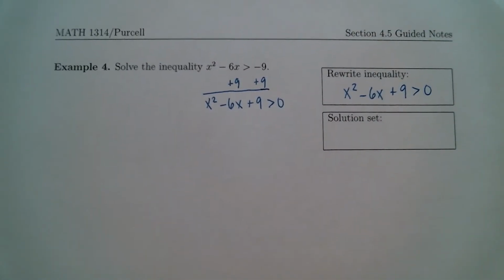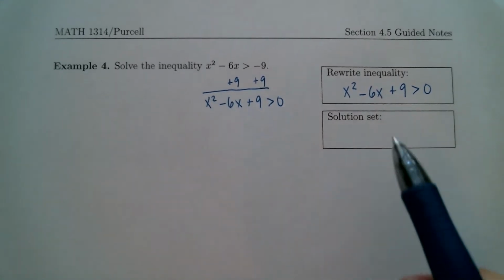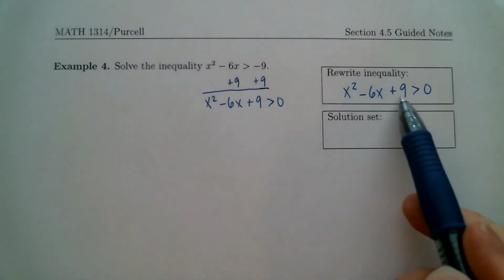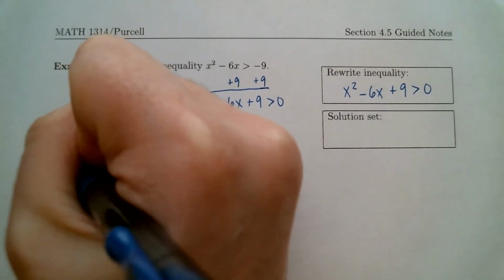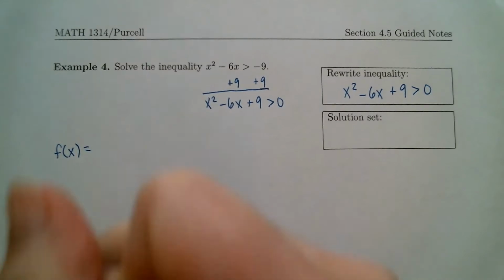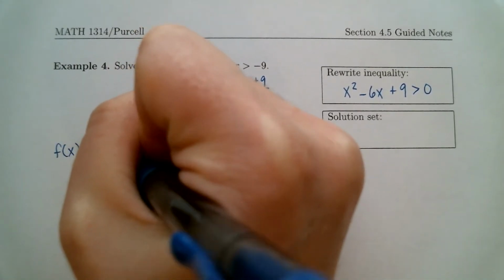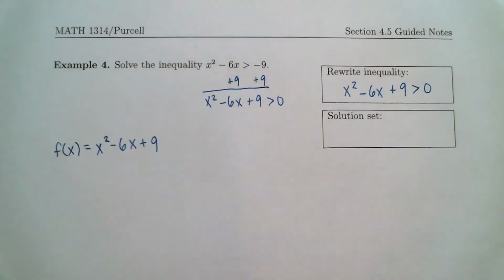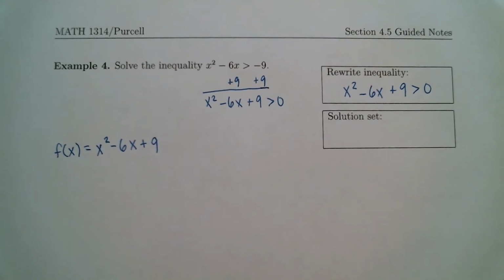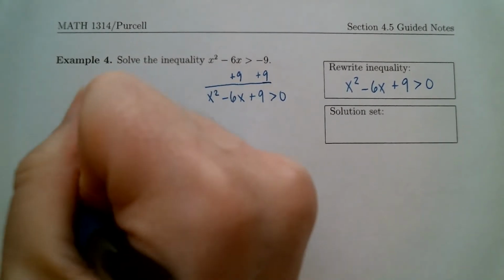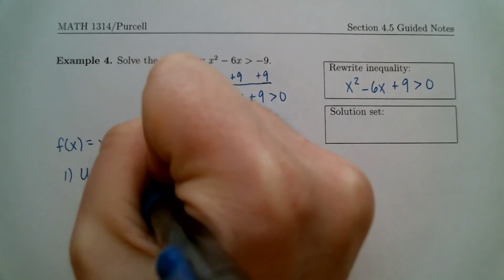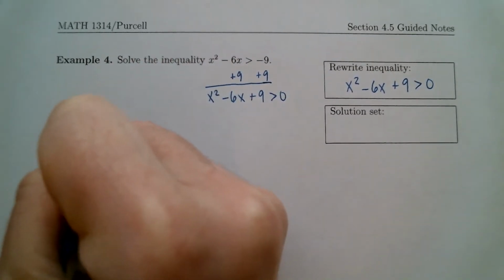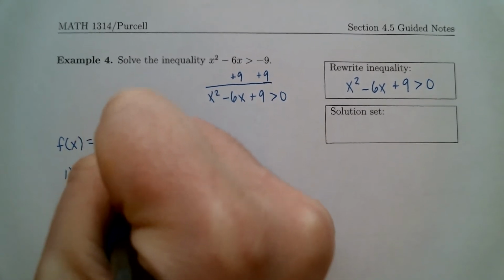Now we need to go ahead and make our rough sketch of our parabola, which is going to be this side of the inequality. So I'm going to have f of x equal x squared minus 6x plus 9. Again, we're going to make our rough sketch by determining whether the parabola opens up or down, and then by finding the x-intercepts.